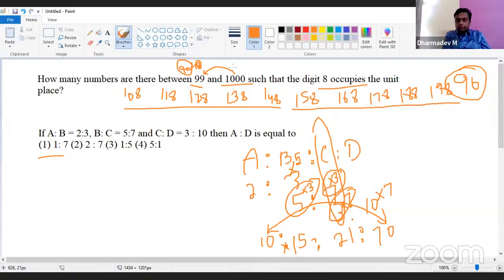Are you clear? So total 900 numbers, meaning 90 times the unit digit will have an 8.